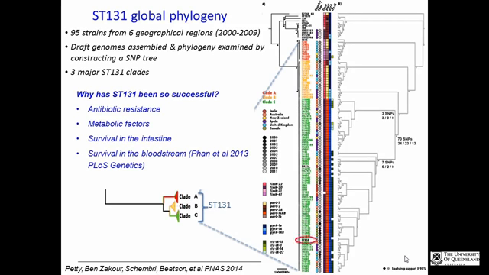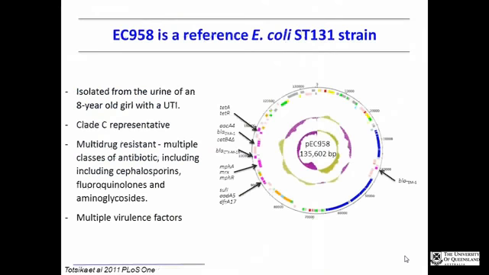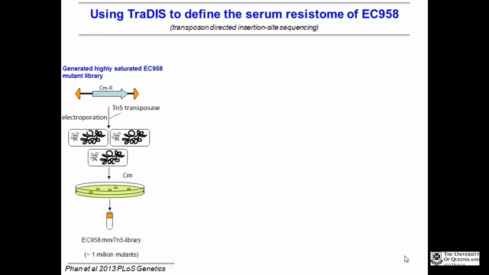What I'm going to tell you about is some work that we've done on a particular strain called EC958, which is part of this dominant clade C cluster. EC958 is a reference ST131 strain. It was isolated from the urine of an 8-year-old girl with a UTI. It's multidrug resistant, and I won't go into all of the antibiotics it's resistant to, but it has a large plasmid containing resistance genes that mediate this phenotype, and it has the majority of those virulence factors that I pointed out earlier as well.